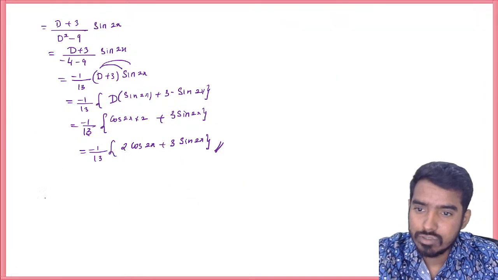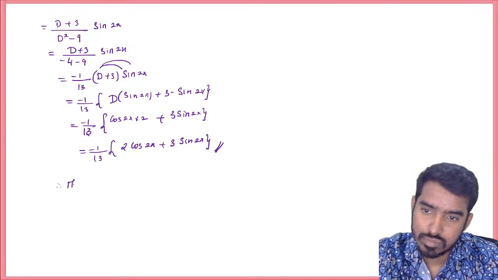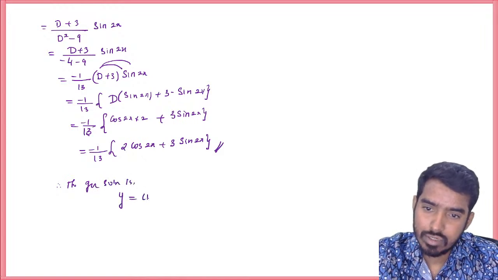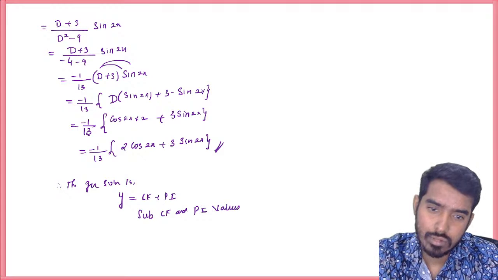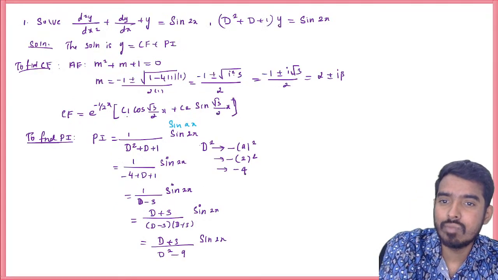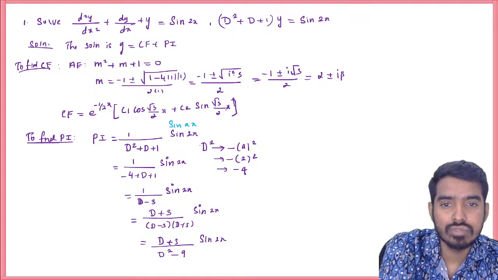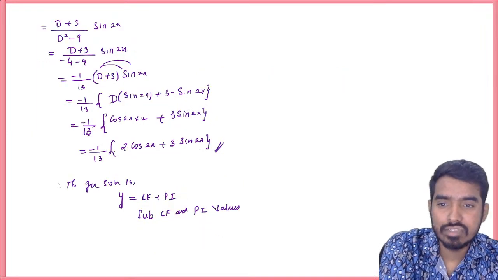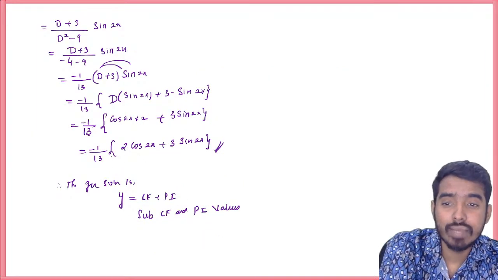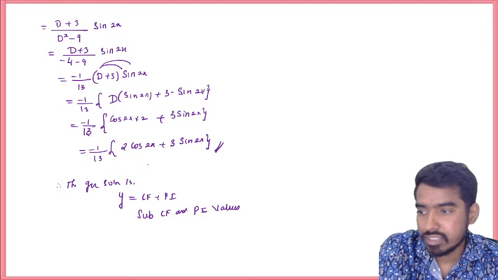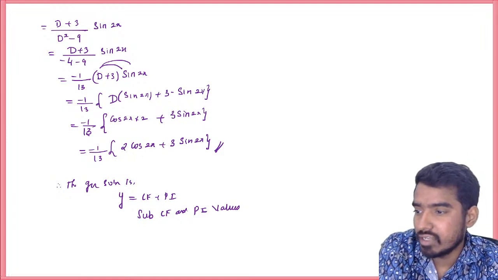So therefore, the general solution is y is equal to CF plus PI. Substitute the CF and PI values. CF is e power minus x by 2 times c1 cos root 3 by 2 x plus c2 sin root 3 by 2 x, and the c2 is minus 1, sorry, and the particular integral is minus 1 by 13 times 2 cos 2x plus 3 sin 2x. Okay, move on to the second problem.